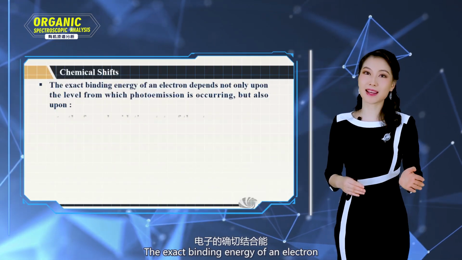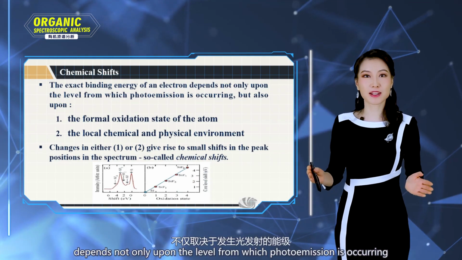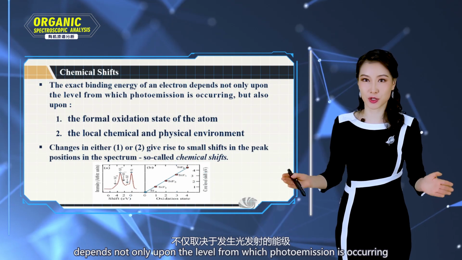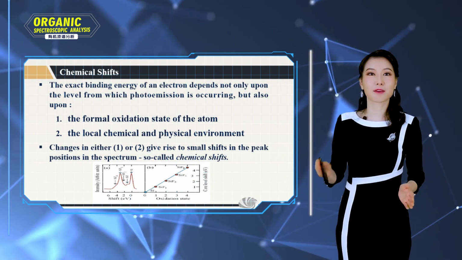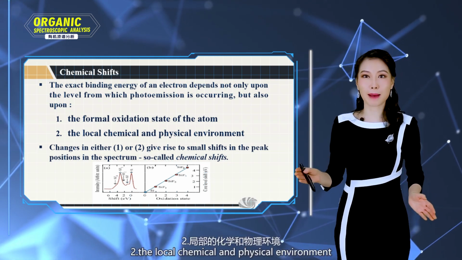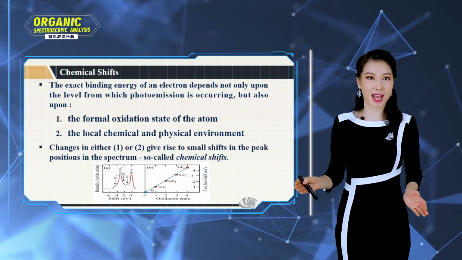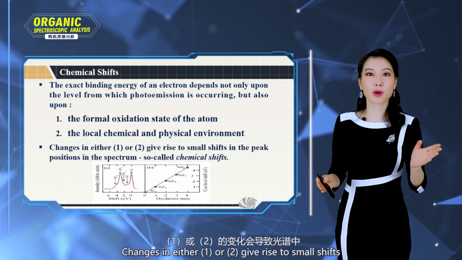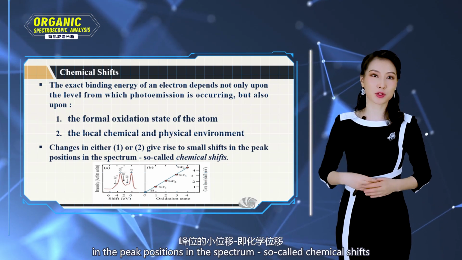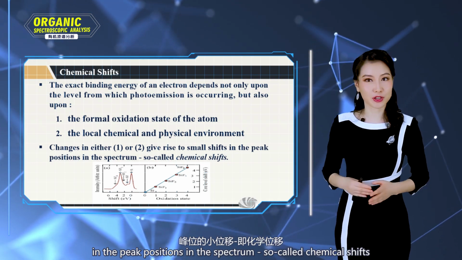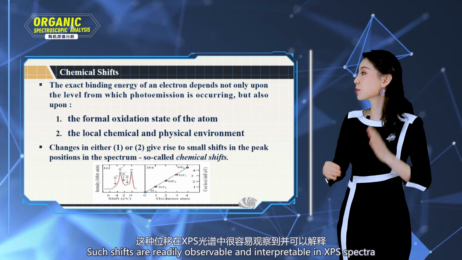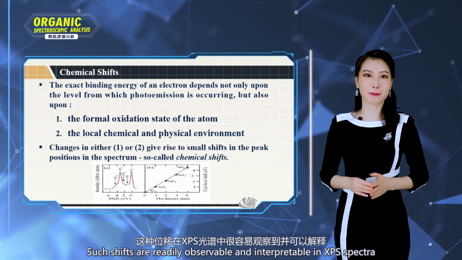The exact binding energy of an electron depends not only upon the level from which photoemission is occurring, but also upon the formal oxidation state of the atom and the local chemical and physical environment. Changes in either one give rise to small shifts in the peak positions in the spectrum, so-called chemical shifts. Such shifts are readily observable and interpretable in XPS spectra.